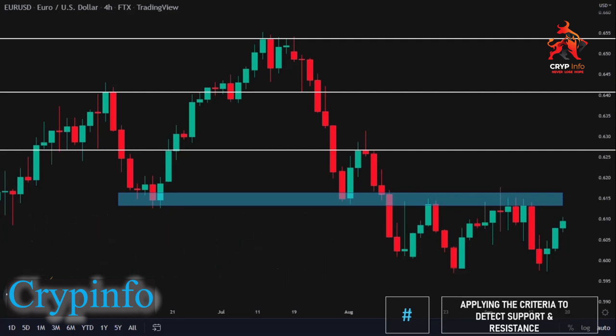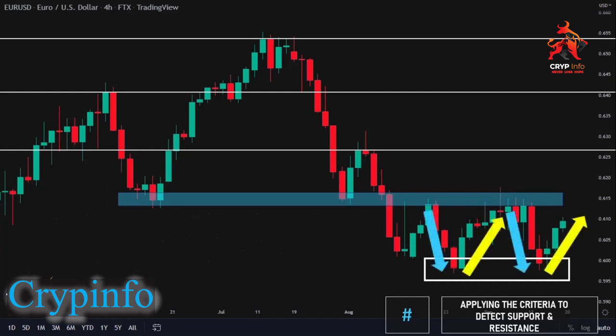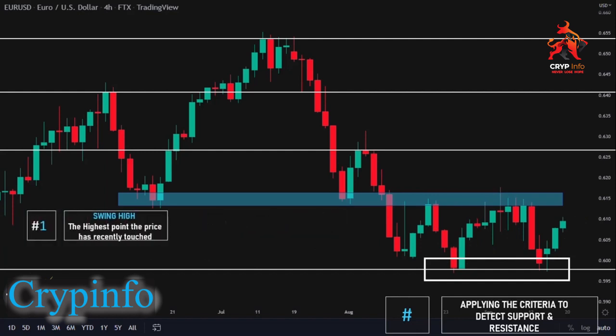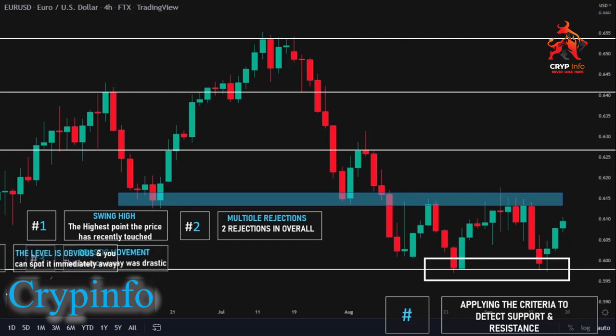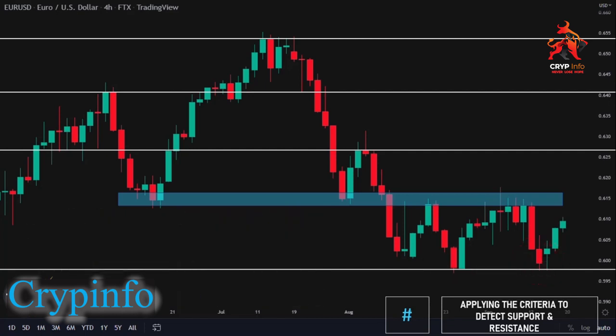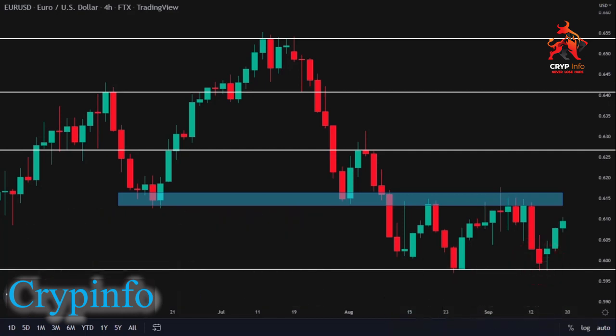So moving down to our last level, we have this level at the very bottom where price dropped, hit and reversed from, so we draw in. Again, what traits and criteria does this level meet that makes it a good level of support? 1. It is a swing low. 2. There are rejections. 3. Drastic movement. 4. The level is obvious. 5. It is recently respected or formed in a recent time period, meaning in the current time period, it is still valid. Now you have all your key levels drawn in. So let's continue to next pair.